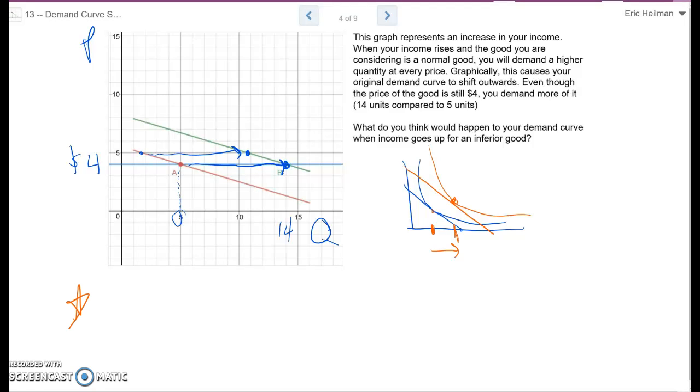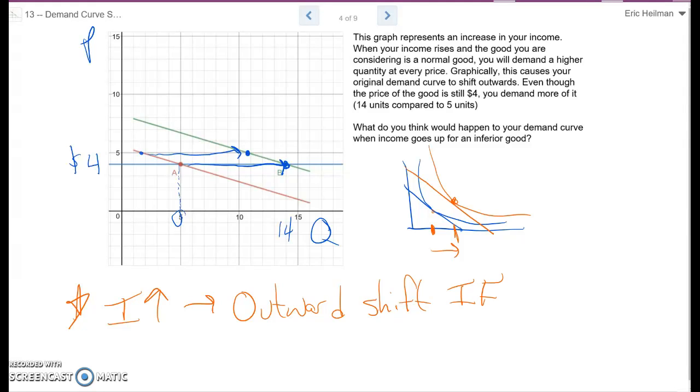So if the income goes up, that means outward shift if it's a normal good. Remember, normal good means that when your income goes up, you demand more of it.